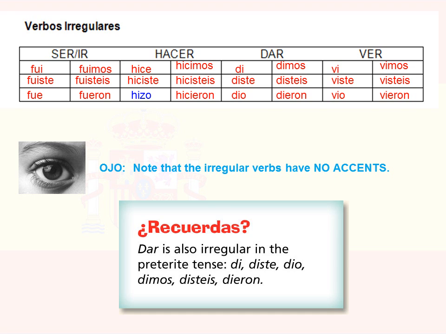So here's the note that Ms. Davidoff just mentioned. All the verbs in this section have no accents, not one accent mark in this whole section. Ready to move on? If not, pause.